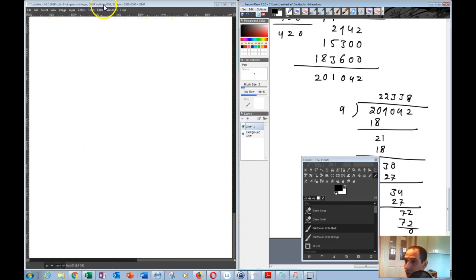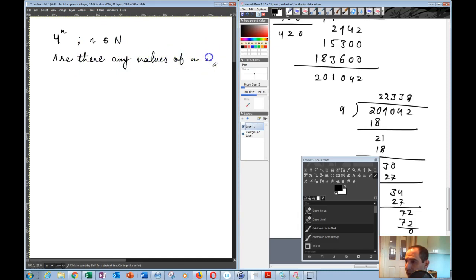Okay, so basically we have another number here, and we want to check whether we have some number, for example, let's take 4 raised to the power n, and n belongs to the set of natural numbers, right? We want to check whether there are any values of n for which 4 raised to the power n ends with a 0. Ends with a 0. Okay?